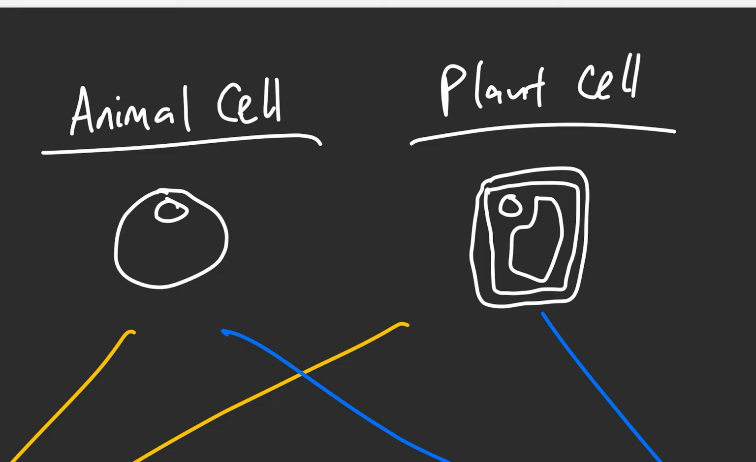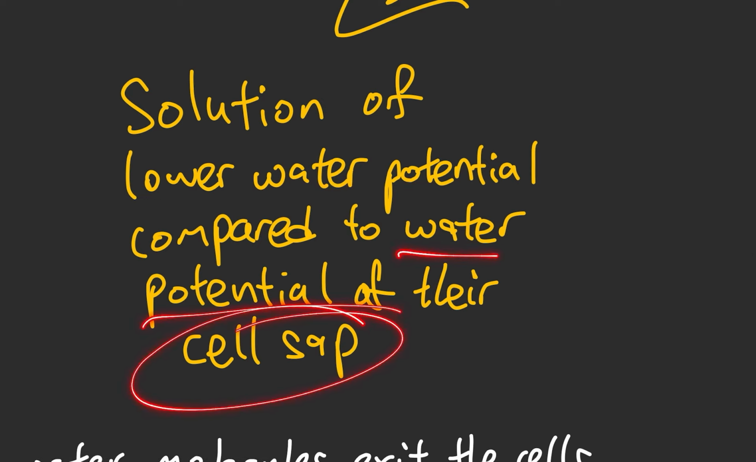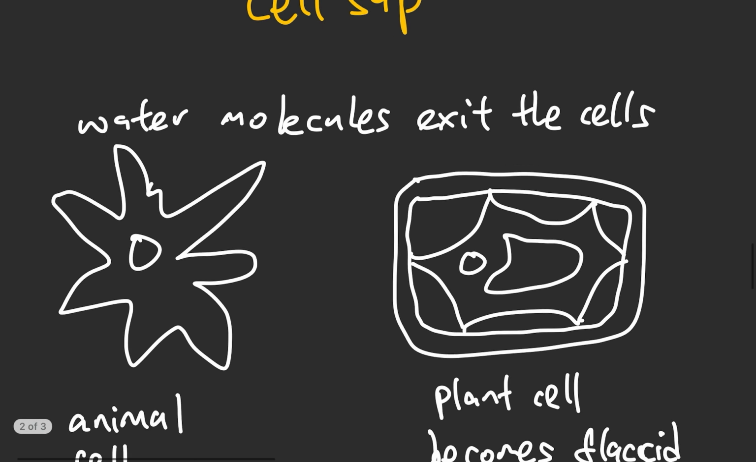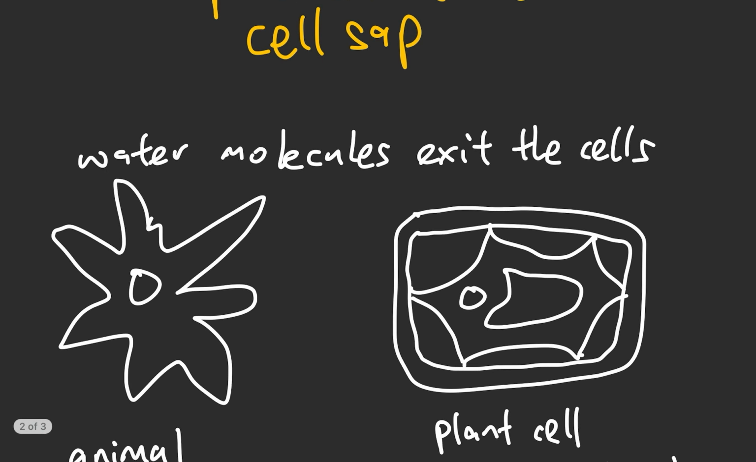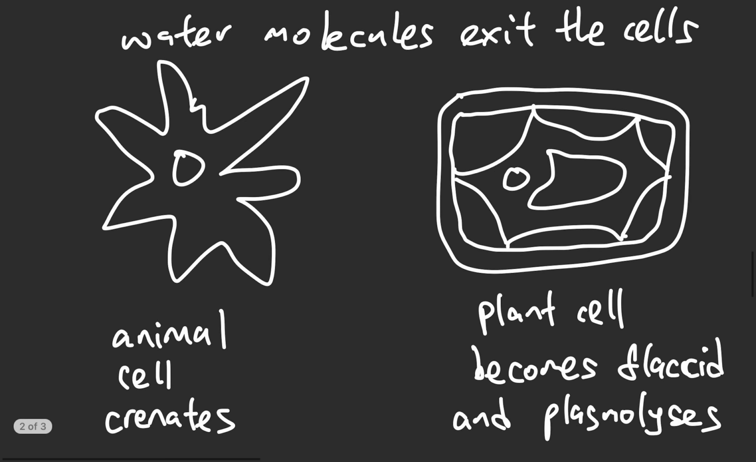So let's take a look at the animal cell and the plant cell. What if we put them in a solution with lower water potential compared to the water potential of the cell's cell sap? Now, this would mean that through osmosis, water molecules would exit the cells into the solution because the cell sap has a higher water potential than the solution. So for the animal cell, it will start to form these tiny spikes and it'll look a little bit like a star shape. So we can say that the animal cell crenates. So now it is technically just dehydrated.